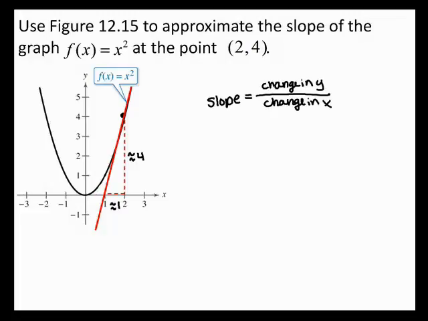Substitute 4 in for change in y and 1 in for change in x. Simplify 4 divided by 1. The approximate slope of the graph at the point 2, 4 is 4.